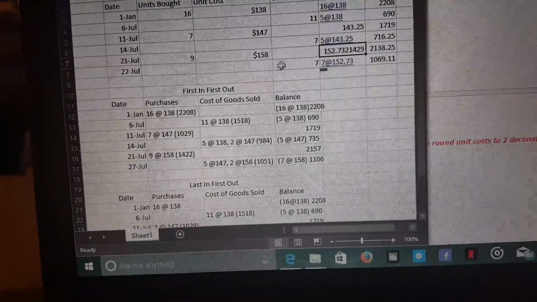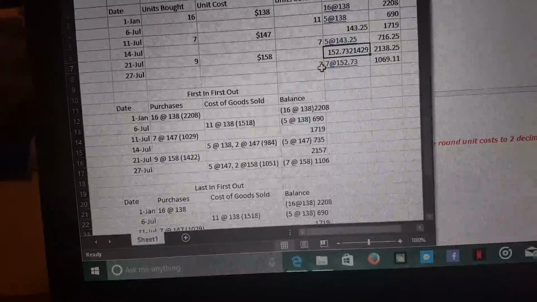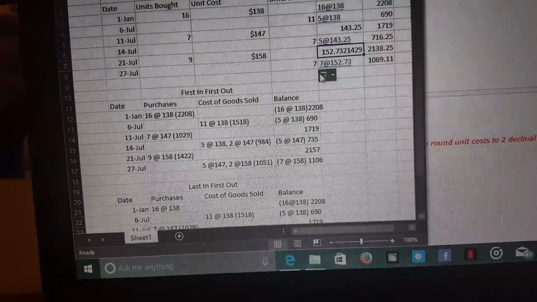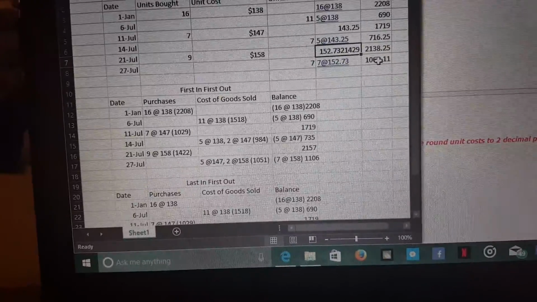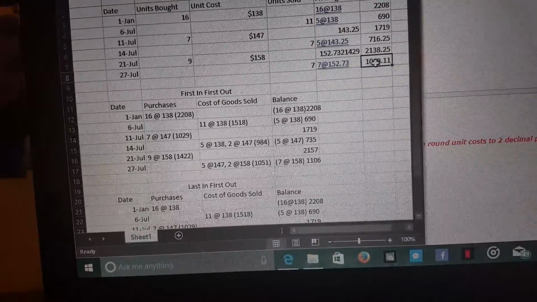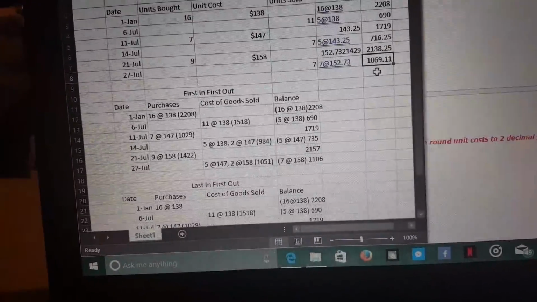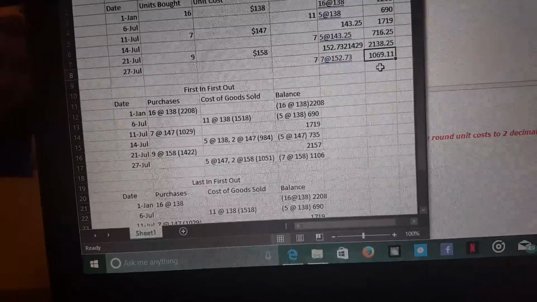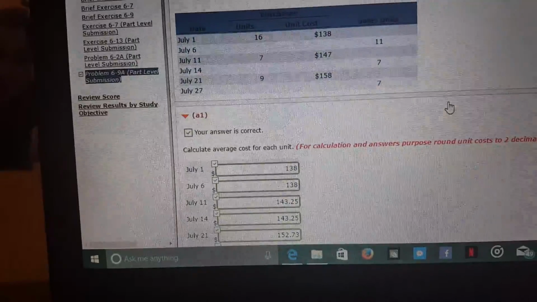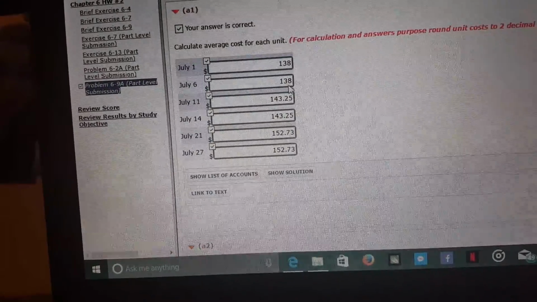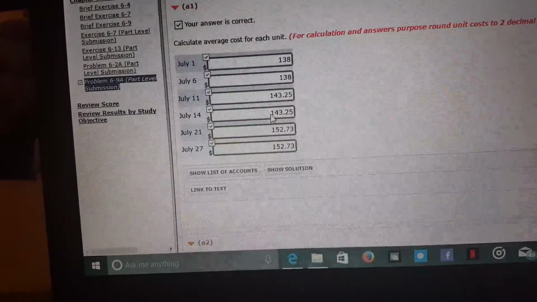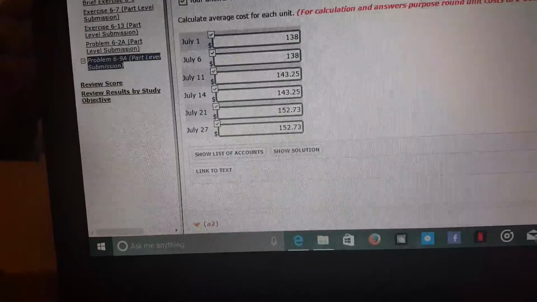And so you get 152.73. Since on the very last date we're just selling, the average is going to stay the same. But I went ahead and finished out everything just to finish out the table and found the cost of what we had left, so the ending inventory for that time. Then you just input all of those. And as you can see, whenever we sell and we don't buy anything, the price stays the same.